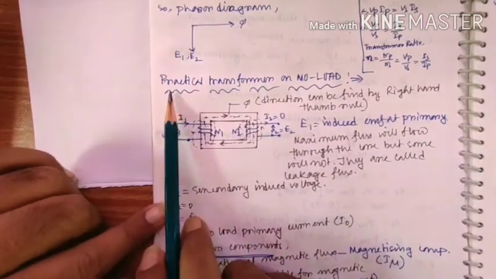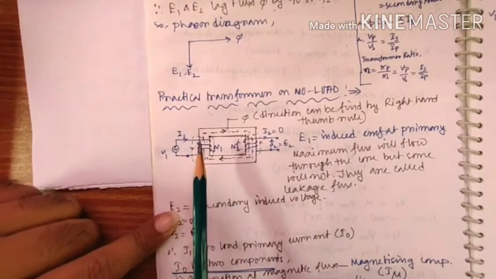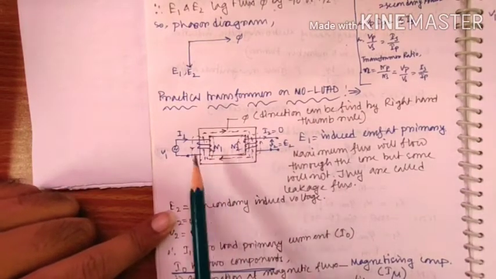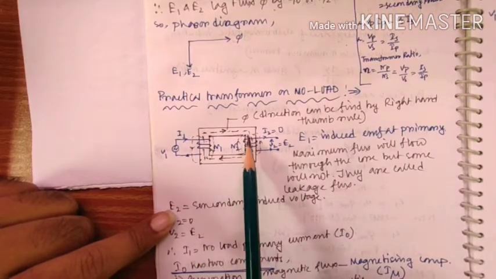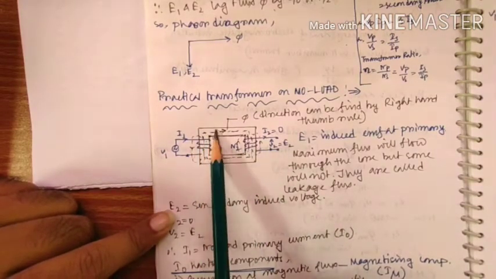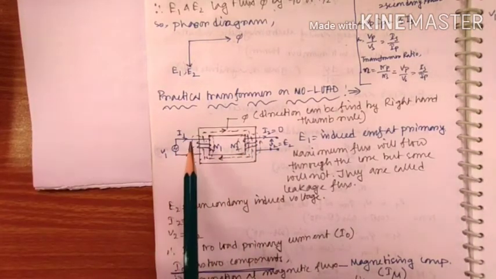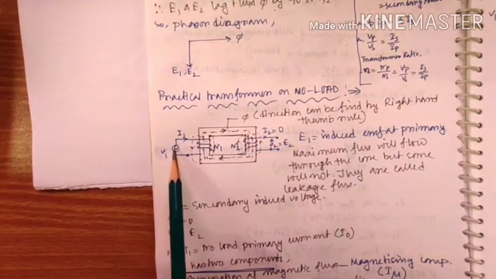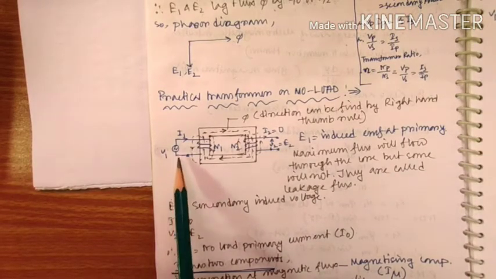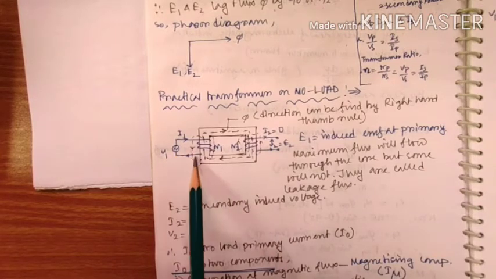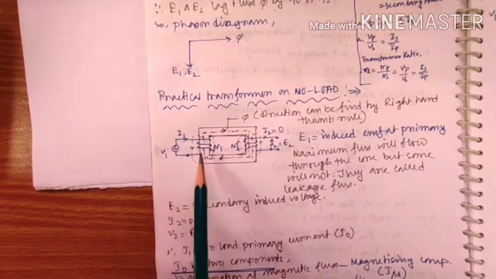Now, a practical transformer with no load condition. What happens? So this is the simplest diagram of the transformer. This is the primary winding. Here you can find there is a secondary winding. This is the core we are talking about. Now, in the primary winding, we have supplied a potential of V1, alternating potential, or the AC in nature, due to which there is a closed path and I1 is the current flowing through it. Assume that I1 is the current flowing through it.